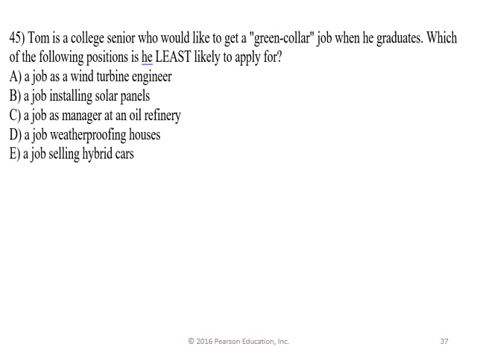A job as a wind turbine engineer? No, wind power is a green technology, isn't it? How about a job installing solar panels? That's right in his wheelhouse, right?